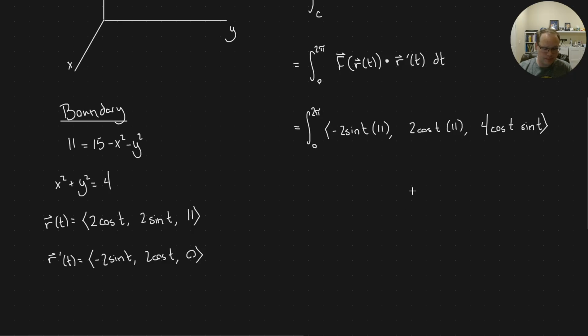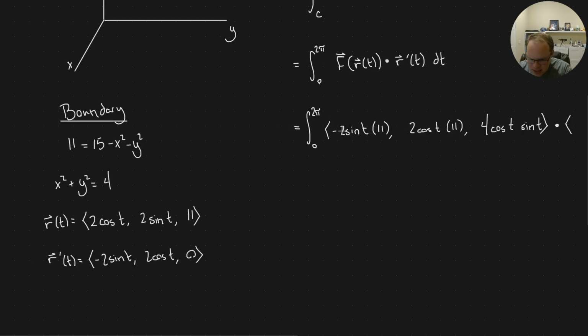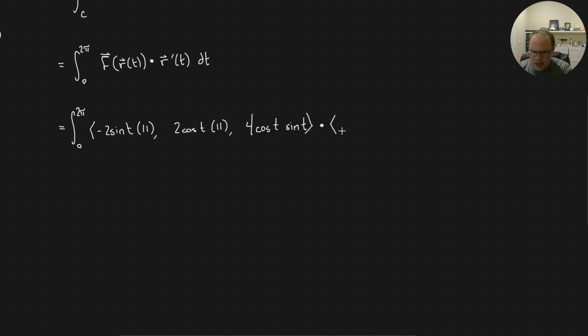Okay? And then I'm going to take the dot product with r prime of t, which is just this right here. I'm running out of room here, so I'll add it over here. What is it? Negative 2 sine t, 2 cosine t, 0. Negative 2 sine t, comma 2 cosine t, comma 0. Integrated with respect to t.